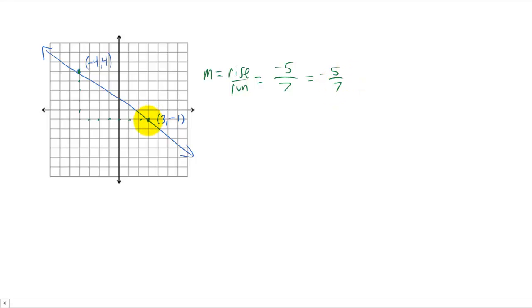Keep in mind that had we started at this point here and counted the rise over run to the point negative 4, 4, we would actually get the same answer. We get a rise of positive 5 and a run of negative 7, and we would still get an answer of negative 5/7.